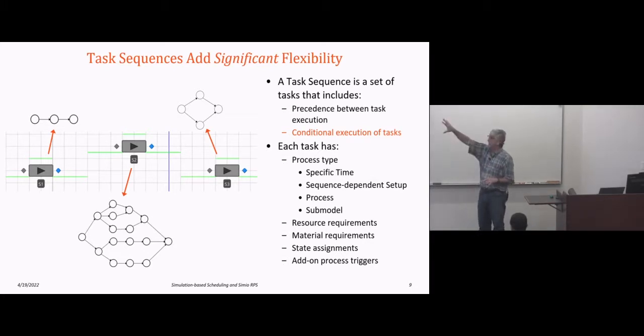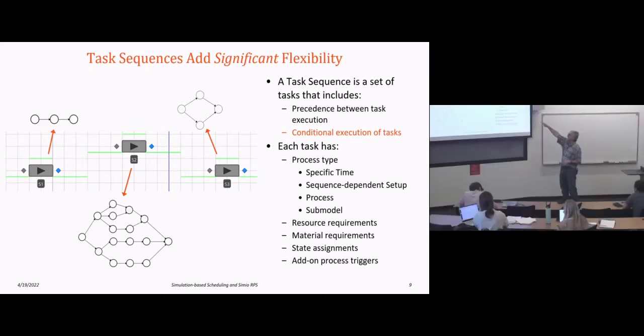And so regardless of what that task structure is, each task has these same things: the process type, resource requirements, material requirements, state assignments, and add-on process triggers. Okay, and so we use this quite extensively. In our model, we had this basic structure where we had a setup time, a process time, a finish time. And then in some of those, we wanted to go back in and add a second setup for the sequence-dependent setup. And in some of them, we wanted to add that secondary packaging operation and so on. So we just augmented the standard task sequence to include those.